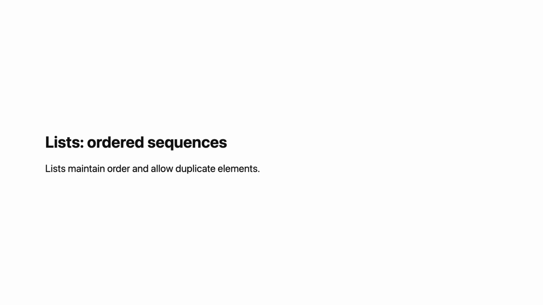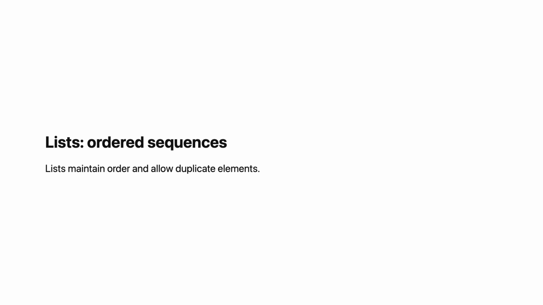Common operations on lists: add an element, remove an element, get element at position, find if element exists, get the length. Lists are versatile: task queues, search results, message histories, anytime you have an ordered sequence of things.